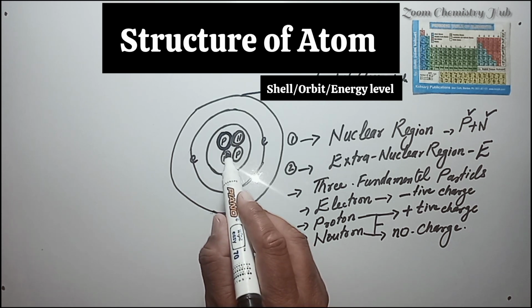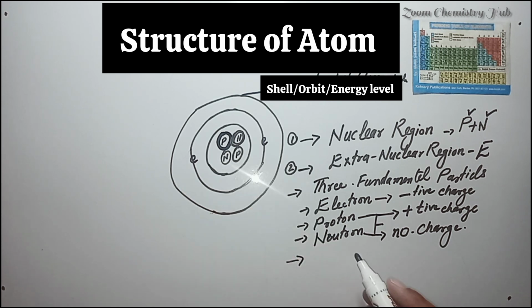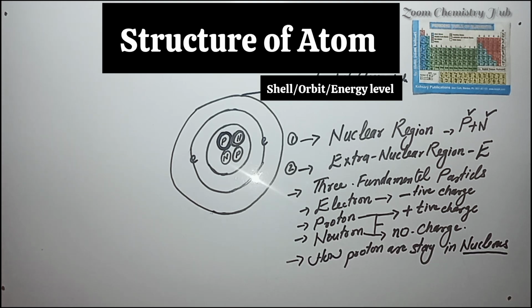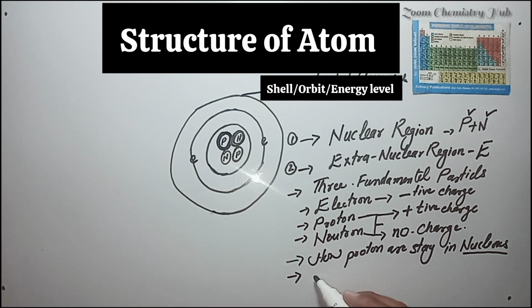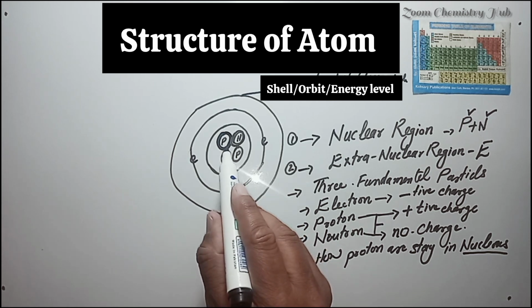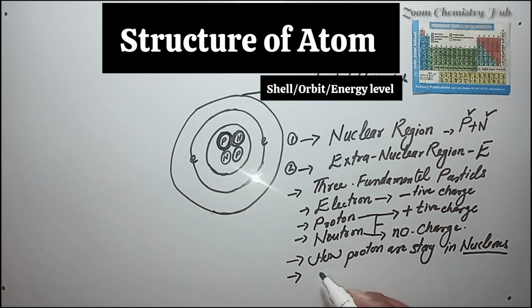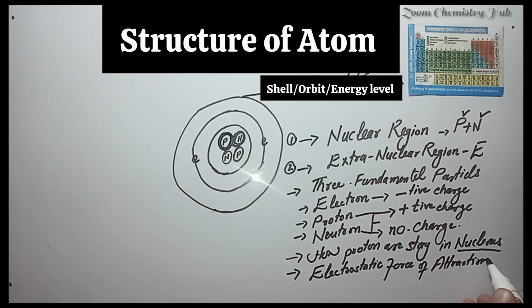Now the question is, how do the protons stay in the nucleus? The answer is that there are two reasons. The first reason is the electrostatic force of attraction between the proton and the outside electron. That is the first reason which holds the protons within the nucleus.